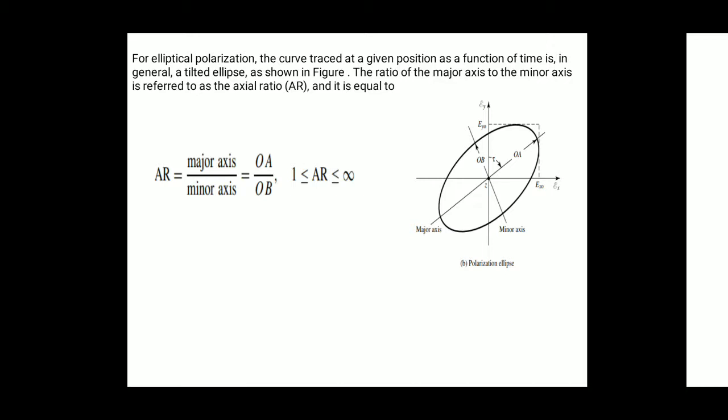If the axial ratio is greater than 1, then it converts into elliptical polarization. And another thing, when the axial ratio is infinite or 0, the polarization is linear polarization.